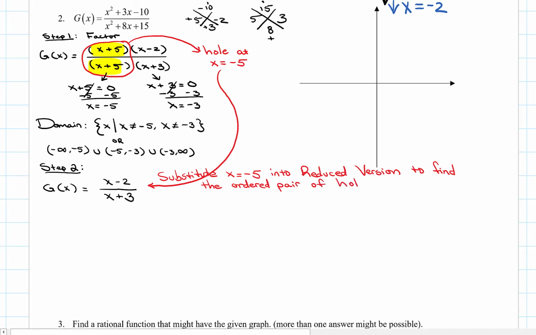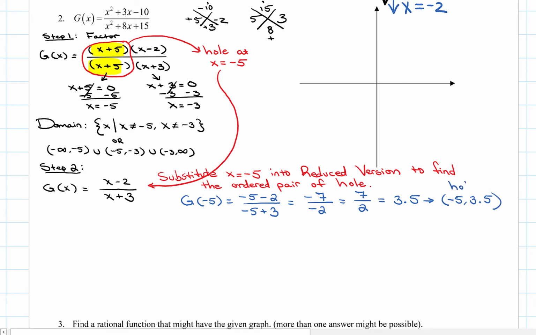It's very important that you substitute it into the reduced version, into the one in lowest terms. Why, you ask? Because if you substitute it into the original version, then it would be undefined, because x equal to -5 is a restricted value in that original version, right? So when we get g of -5 and we plug that in, we end up with +7/2, which is the same thing as 3.5. I think I'm just going to go ahead and stick with the decimal version here. So we're going to have a hole at -5, 3.5.